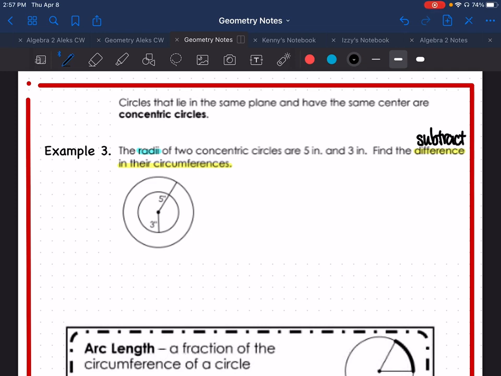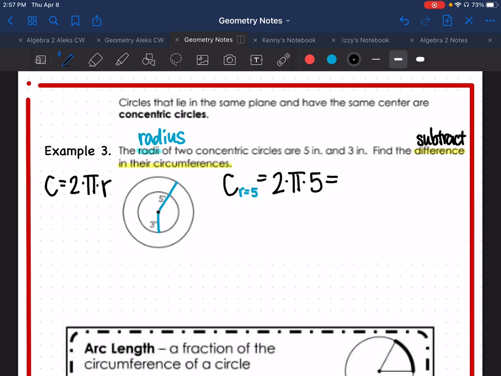All right, and this, of course, is radius. There's one radius, there's the other radius. Okay, so I'm going to go ahead and do the circumference of the first circle, the circle where the radius is 5. So I'm going to do the larger of the two first because I am subtracting. So I always do the outside minus the inside. I'm going to do 2 times pi times r.